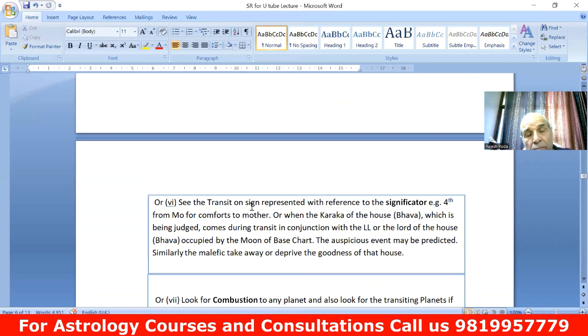But Brihat Parashara Hora, chapter 32, says that you are to consider the significators. Say you want to see comforts of mother, then 4th house from mother. You have to see your teeth, then it is 2nd house from Saturn. If you have to see marriage or sex life, then it is seen 7th from Venus. All those things are to be kept in mind.